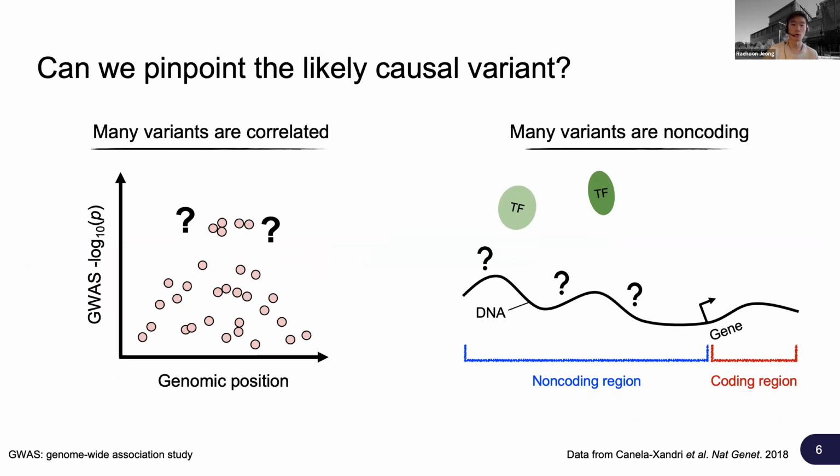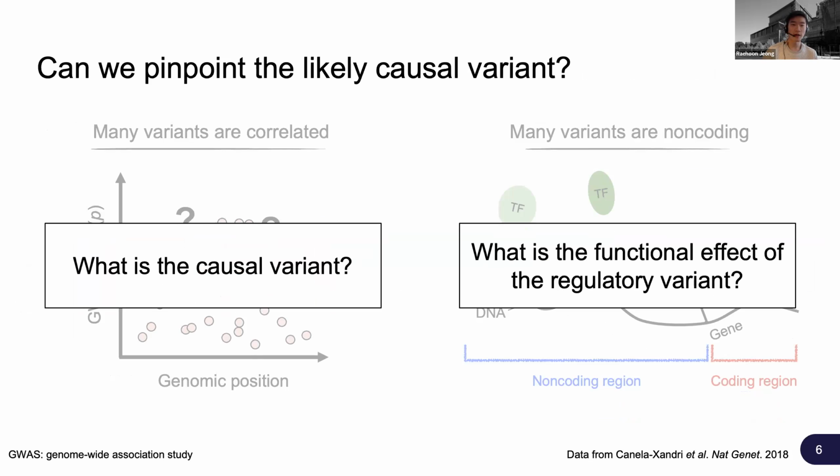Still, we want to know which variants are causal because we can learn about how the variants may impact gene regulation, and also we will be able to predict genetic risk in individuals more accurately. And through this project, I wanted to address these two questions. First, what is the causal variant? And what is the functional effect of the regulatory variant?